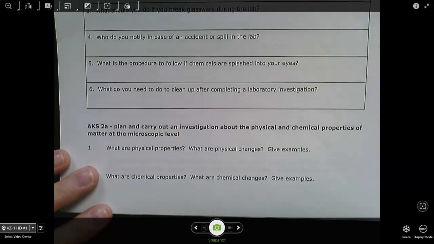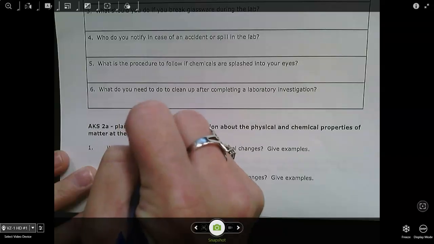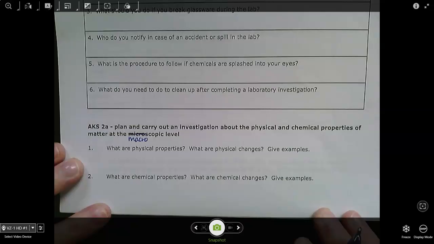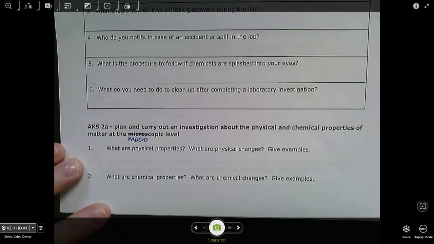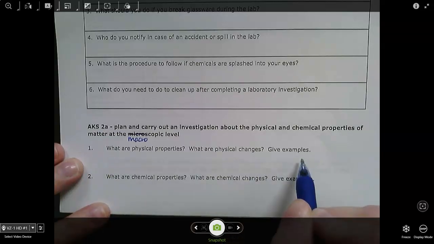So, I believe actually that should be macroscopic, meaning that you can see it without the use of a microscope. So what are physical properties? What are physical changes? And give some examples.